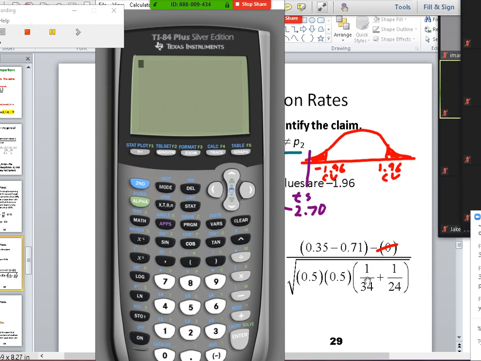So, smallest numbers, from the most inside outwards. Here, my square root is kind of inside, and then inside of that is this parentheses. So you're going to want to work with this part here: 1 over 35, 1 divided by 34, plus 1 divided by 24.